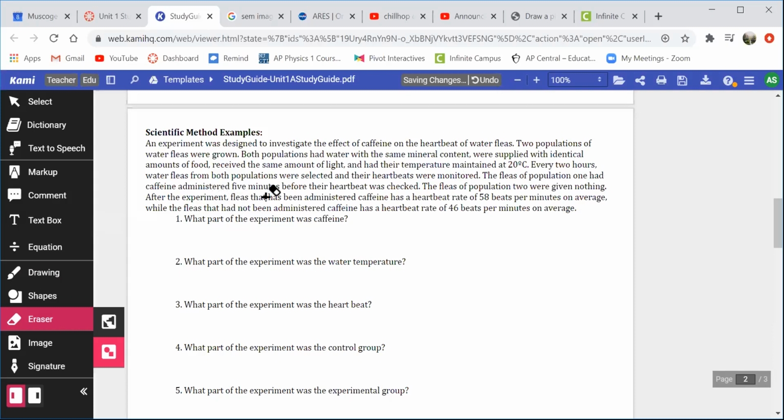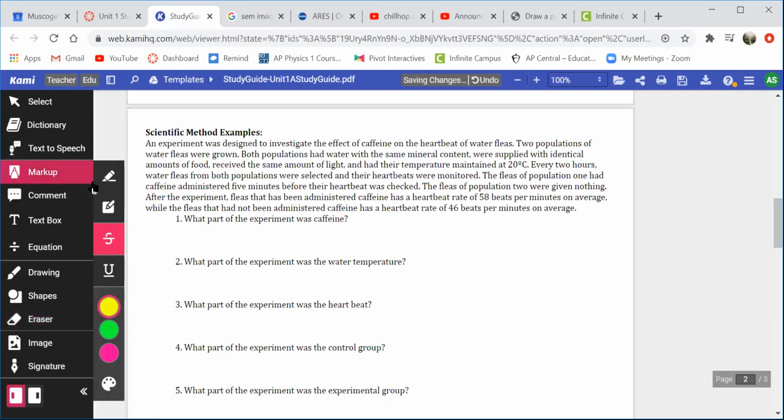After the experiment, fleas that had been administered caffeine had a heart rate of 58 beats per minute on average, while fleas that had not been administered caffeine had a heart rate of 46 beats per minute on average. Now I'll ask you some questions about that. I'm going to highlight, and that'll help me identify some stuff as it asks.